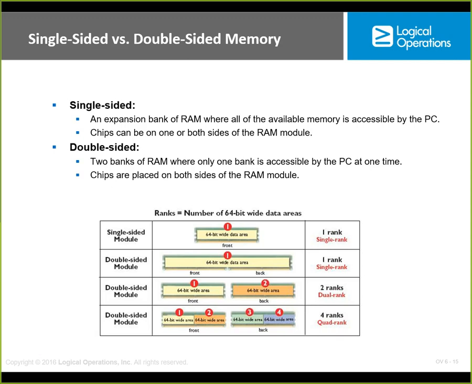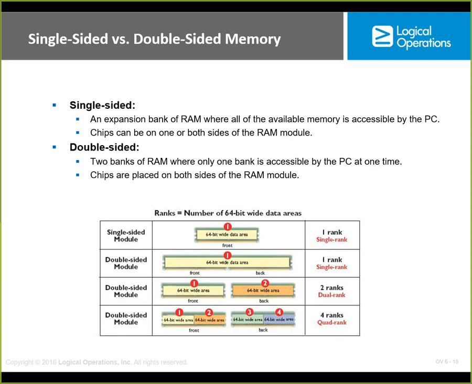Single-sided versus double-sided. Single-sided, everything is accessible by the PC. The chips can be on one or both sides of the RAM module, but there's only one, and let's call it one rank or one bank. The double-sided has two banks of RAM where only one bank is accessible by the PC at a time. Two different sets of memory, but only one's accessible at a time.